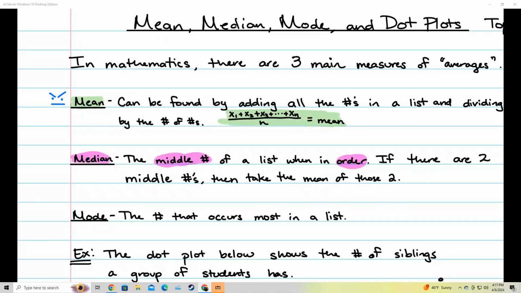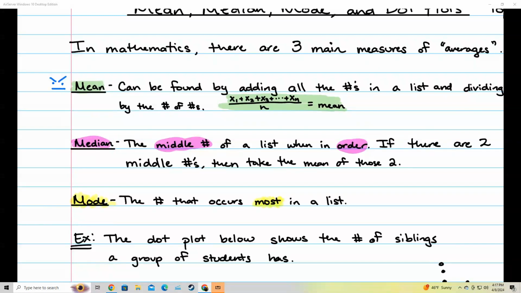And then the last one, the mode. The mode is the number that occurs the most in a list. That one's the easiest one to do. The only thing with the mode is if there's not a number that repeats, if all the numbers are different, then we say that there is no mode. Or if you have two numbers that occur the most, like five fives and five eights, then you might have more than one mode. You might have a couple or even three or four. And we'll see an example of that as we move along.